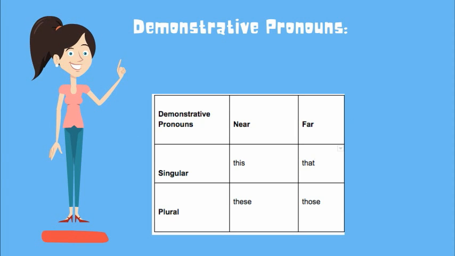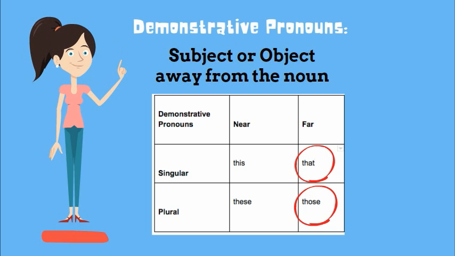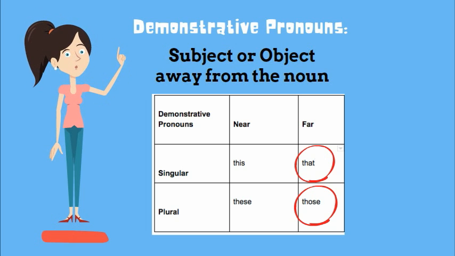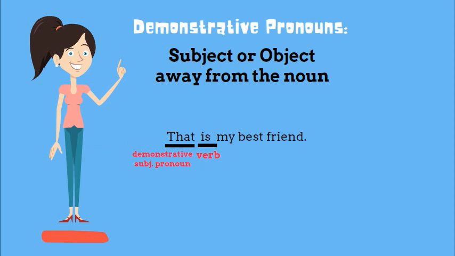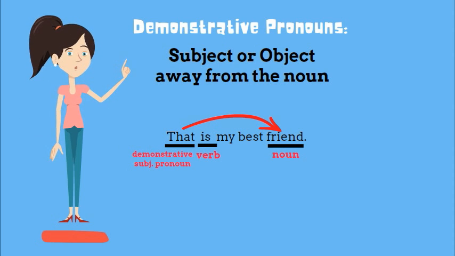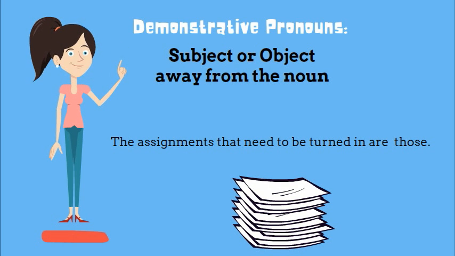The other 2 demonstrative pronouns, that and those, are used to show far in distance or time. Again, the demonstrative pronoun will either be subject or object, and it will be away from the noun it is pointing out. For example, that is my best friend. That is followed by a verb separating it from the noun that is being pointed out, which is friend. The assignments that need to be turned in are those.